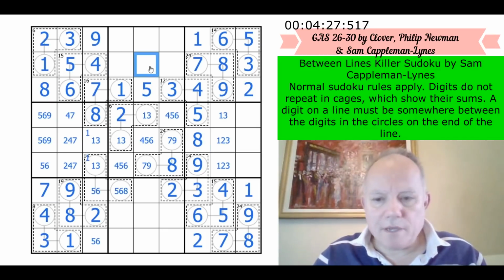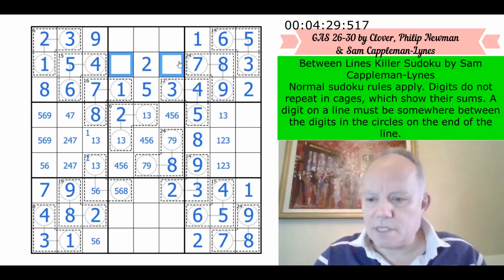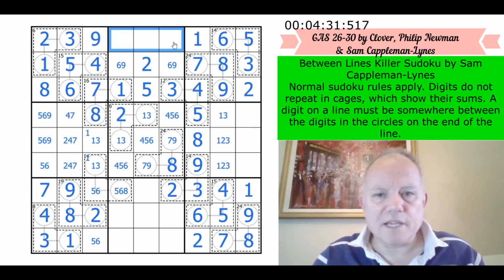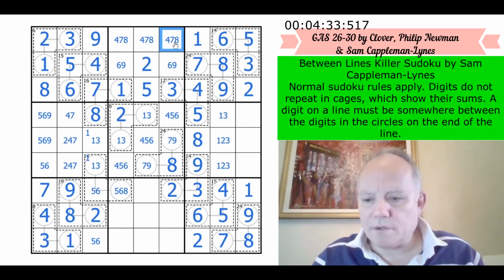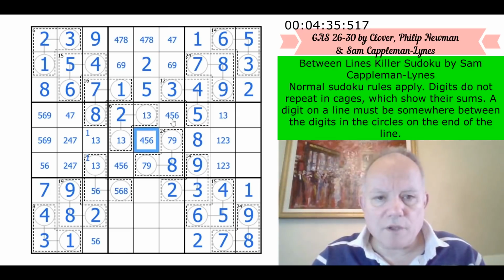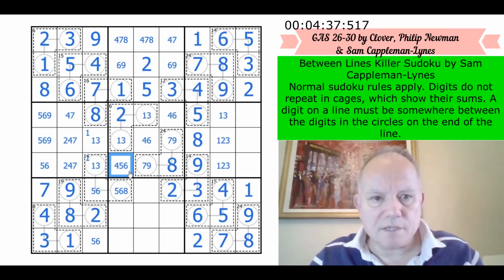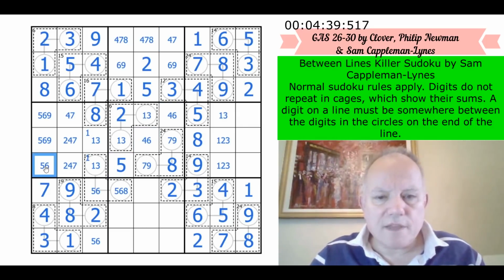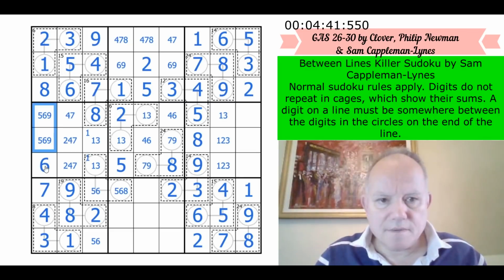2, 6, 9. We know where the 2 goes. 6 and 9 around it. 4, 7, 8 at the top. That one's not an 8. This isn't. Oh, those two both aren't 5s now. So 5 goes there. That makes this a 6.